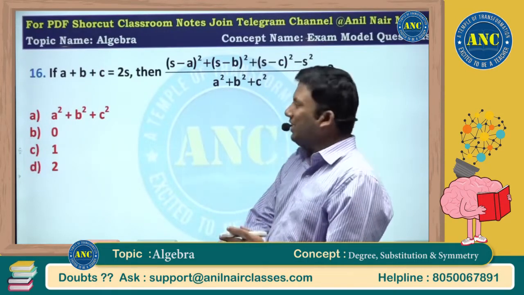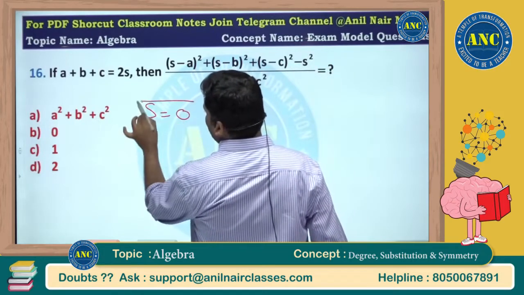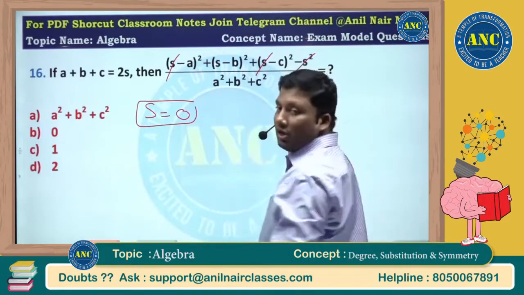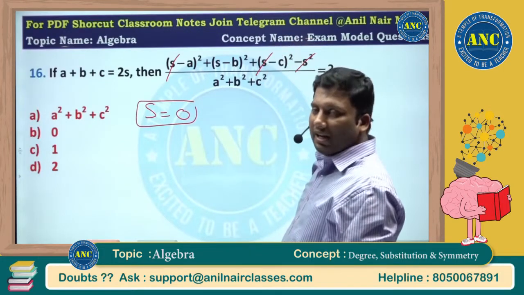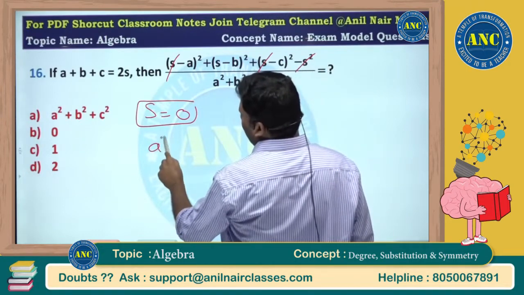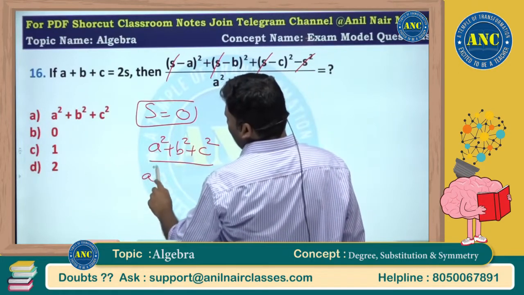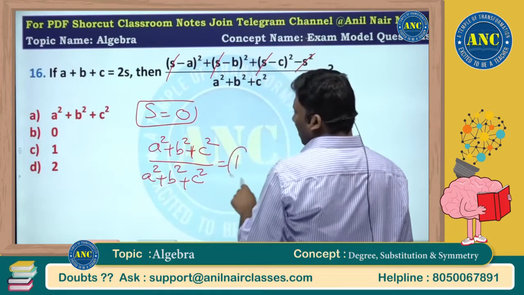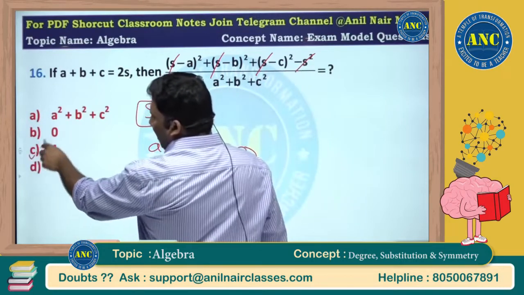A plus B plus C, it is 2S. S, C is the dependent variable. Make the dependent variable 0. You cannot use a degree. Why? Because numerator it is a degree 2. Denominator it is a degree 2. Difference it is 0. Make S 0. So this will be A square plus B square plus C square divided by A square plus B square plus C square. So this is equivalent to 1. I hope the idea it is clear.